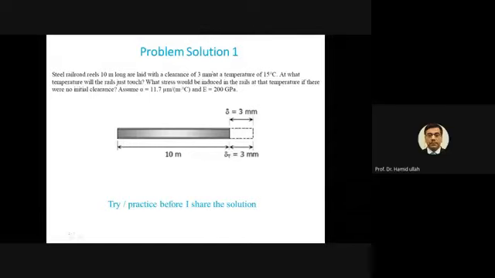The question is: at what temperature will the rail just touch? And the second part is: what stress would be induced in the rail at that temperature if there were no initial clearance? And you remember I mentioned that alpha and E, the modulus of elasticity, are material properties, so these will often be given.